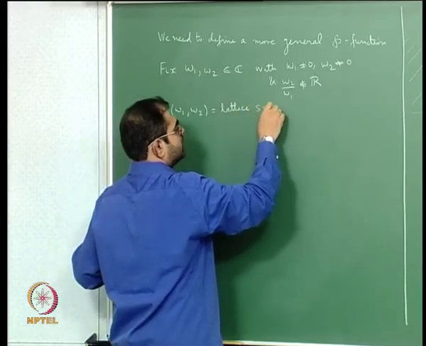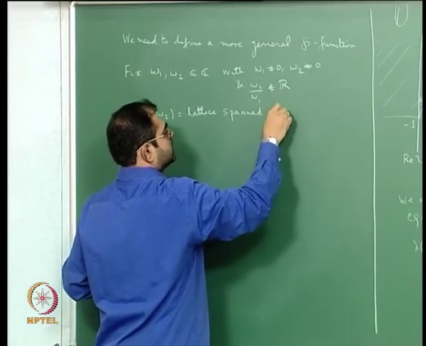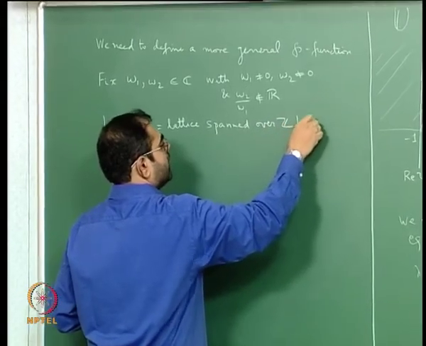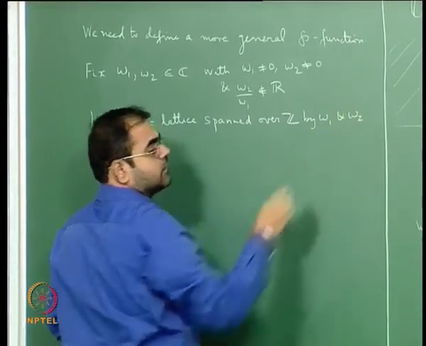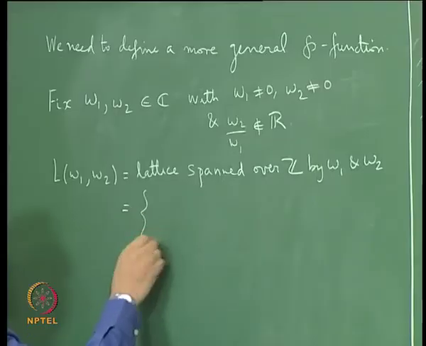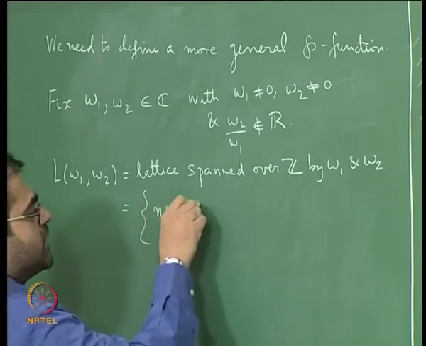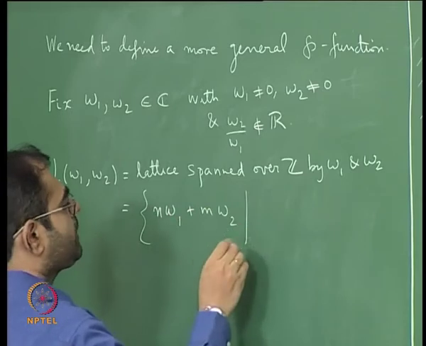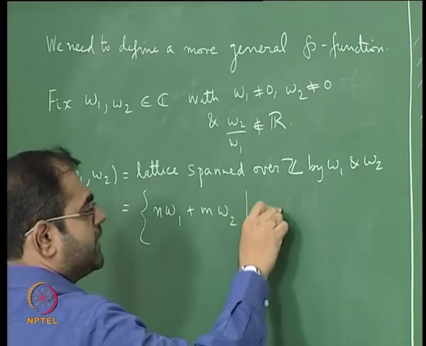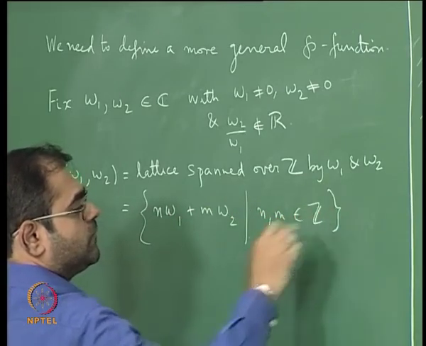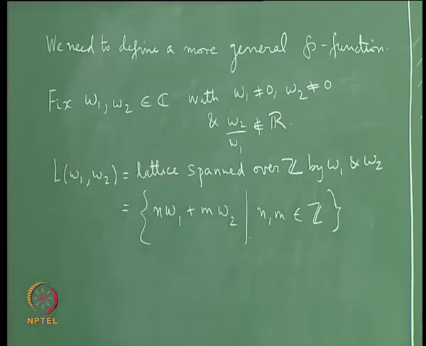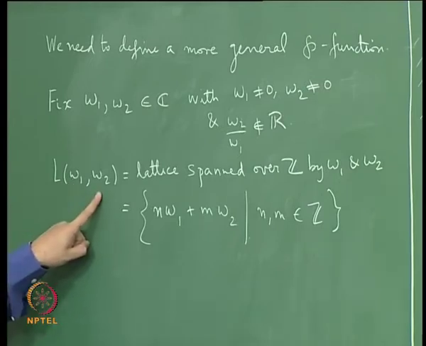Spanned over Z by omega 1 and omega 2, and what is this? This is just the Z span, namely it's all Z linear combinations of omega 1 and omega 2. So it's of the form n omega 1 plus m omega 2, where n and m are integers. And of course the lattice that we have been so far considering was L of 1 comma tau, where tau was in the upper half plane.